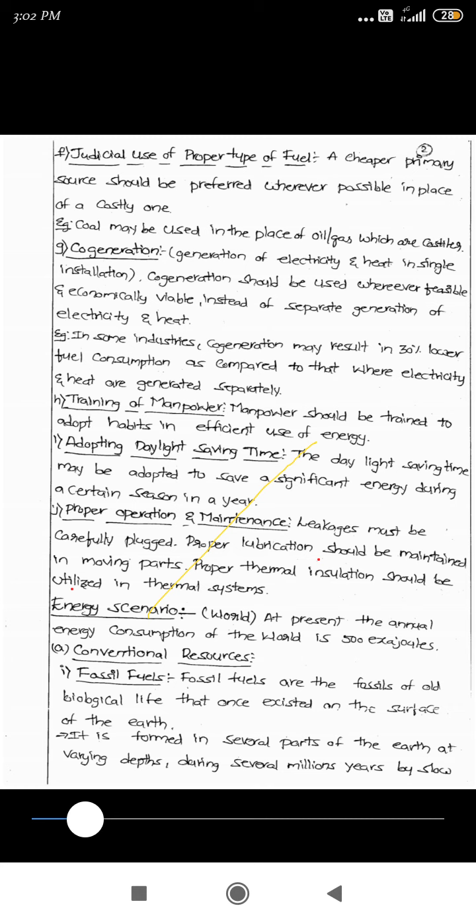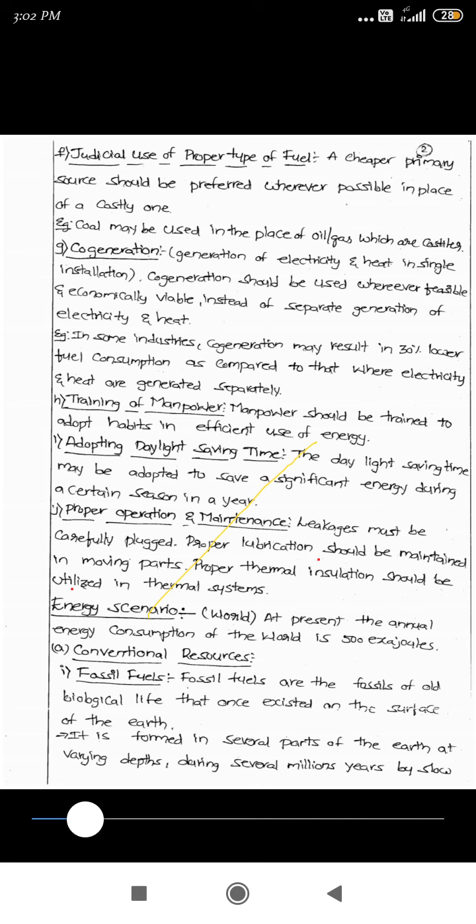That is the first topic of this unit, fundamentals of energy conservation. In that energy conservation, the principles. What are the principles of energy conservation? So we need to write all those principles.